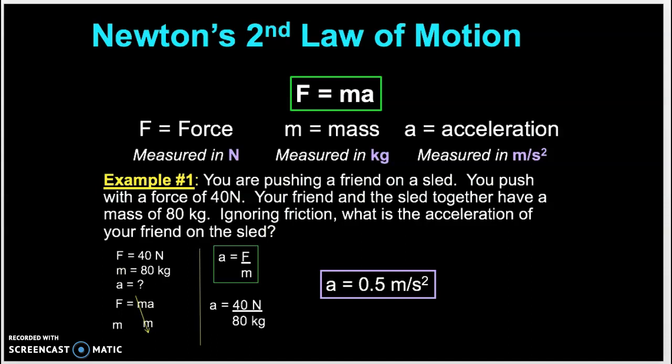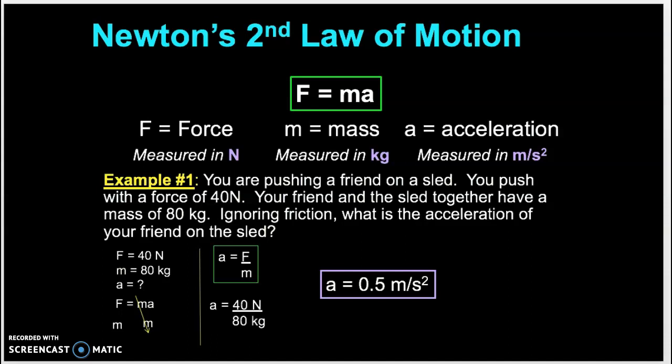So you have your example 1. You are pushing a friend on a sled. You push with a force of 40 newtons. Your friend and the sled together have a mass of 80 kilograms. Ignoring friction. So don't think about friction that we've talked about before. What is the acceleration of your friend on the sled?